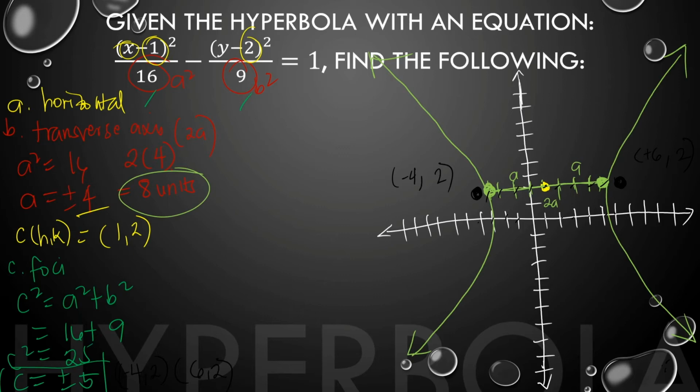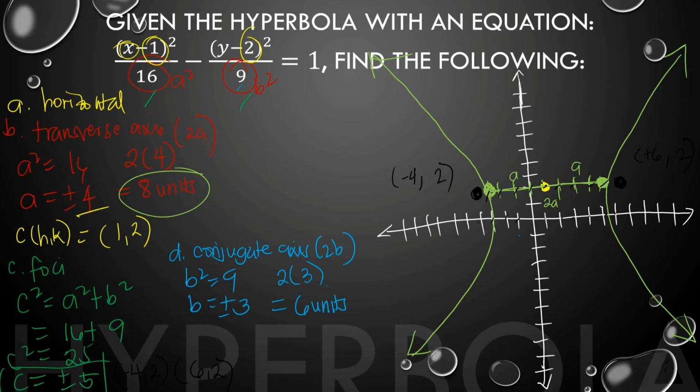And next, yung conjugate axis, which is equal to 2b. So, yung b squared natin is 9. b squared is equal to 9. So, square root natin yung 9, which is equal to positive, negative 3. So, 2b, 2 times 3 is equal to 6 units. So, ito ay yung conjugate axis.